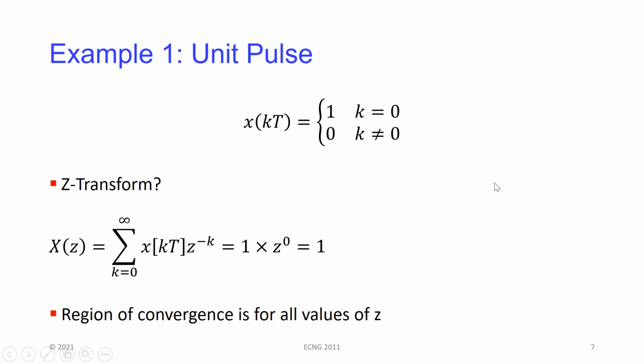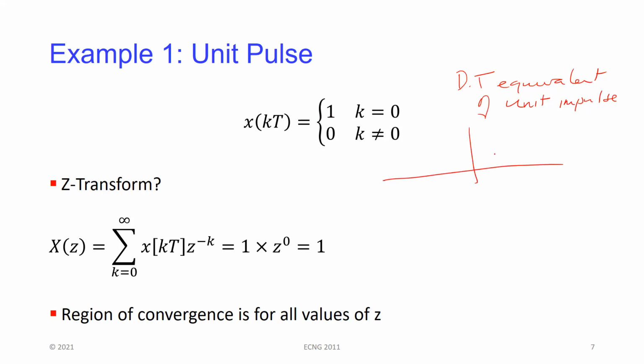And then, like we do with all our transforms, we find the transforms of some typical signals. The unit pulse, which is the discrete time equivalent of the unit impulse. In other words, there's a value at t equal to 0 and nothing else, and the value is 1.